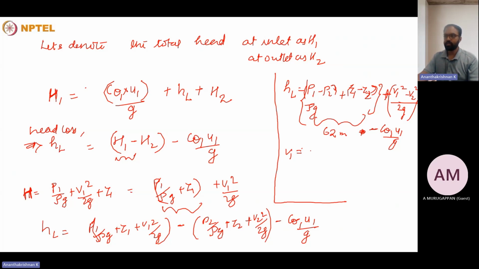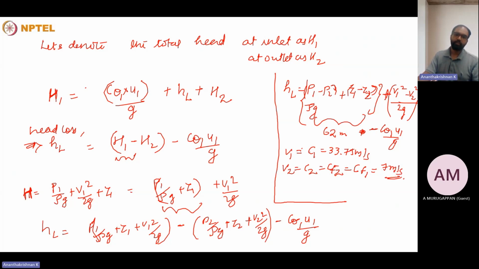We have calculated from the first subpart of this question that the absolute velocity at the inlet is equal to 33.75. So V1 is equal to C1, 33.75 meters per second. V2 is equal to C2. Since this is a swirl-free flow, C2 is equal to Cf2. And since there is no friction or loss in flow velocity component between the inlet and the exit, we can assume Cf2 is equal to Cf1. In this particular problem, the flow velocity component at the inlet is given as 7 meters per second. So using these two, we can calculate the second term.